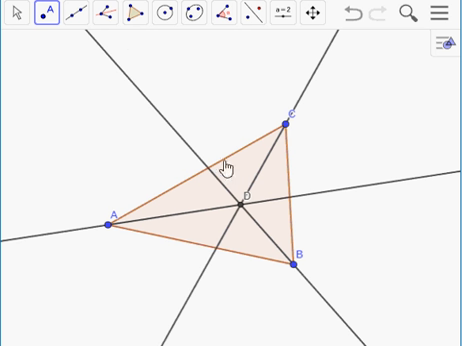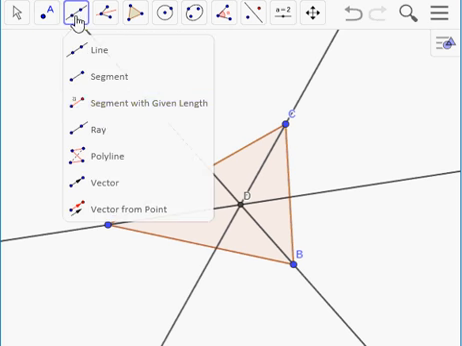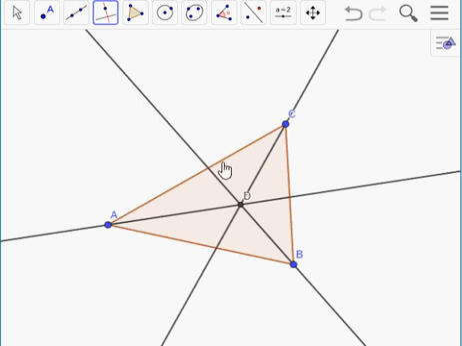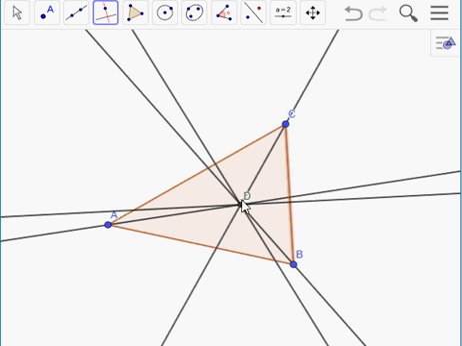So the distance from C to side AC would have to be along a perpendicular line. So let me construct a perpendicular line here that goes to AC but goes through point D. I'll do the same thing for this side. Same thing here. And then I want to put points where those intersections are. Use my intersect tool. And so this point, this point, and this point.